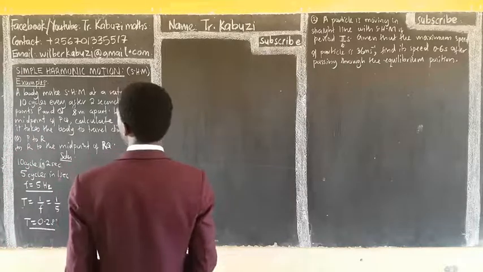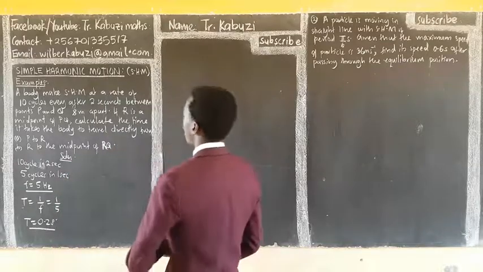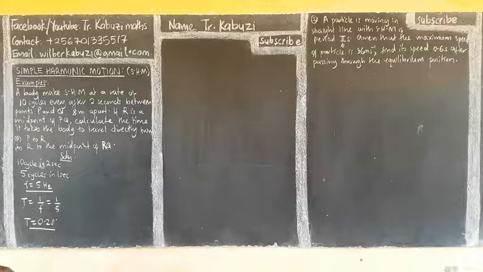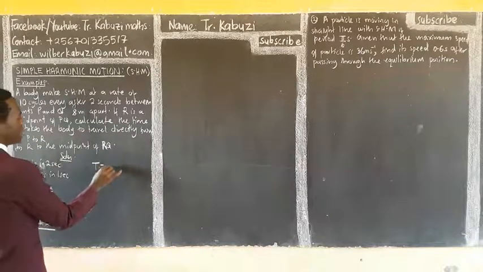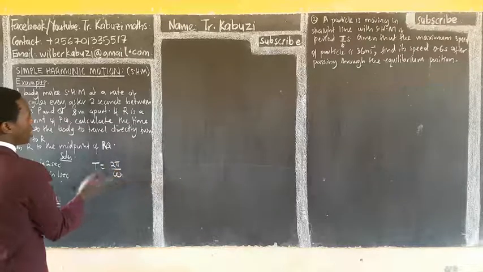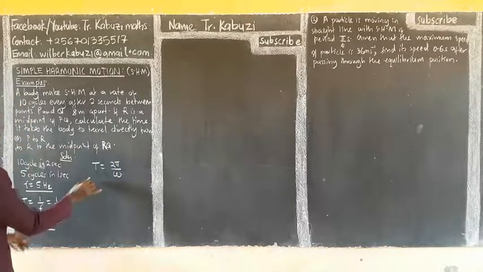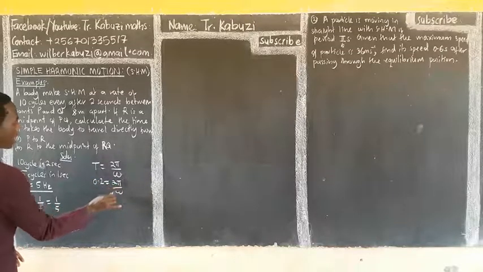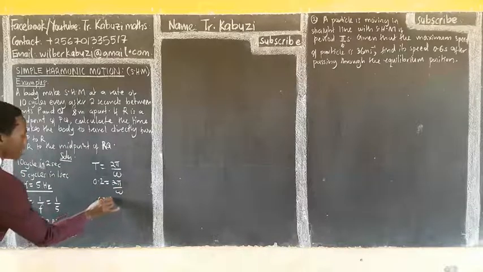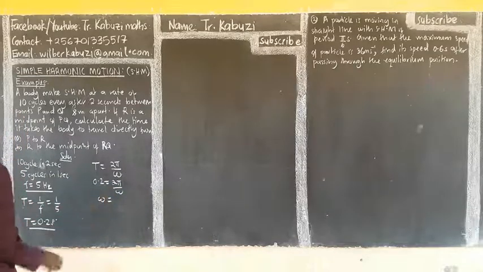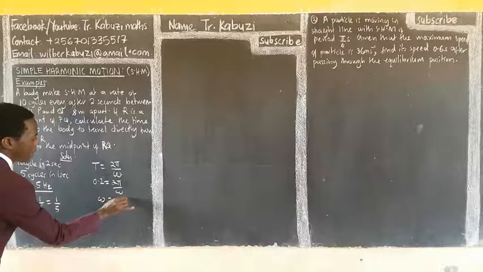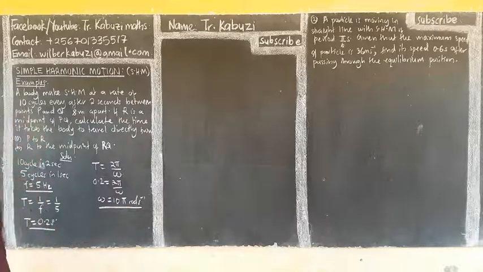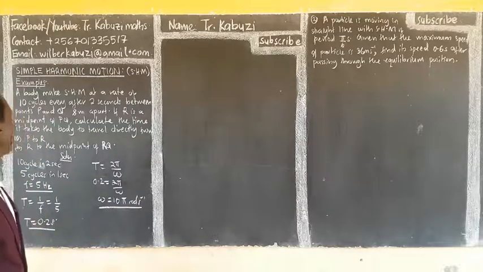Okay, so after getting the period, let us see what we shall come up with. If I have the period, can I get my angular speed also? So that T is given by 2 pi over omega. So 0.2 equals 2 pi over omega. Dividing this by this, I'll be having 10 pi radians per second. As simple as that. So we have now all we need.